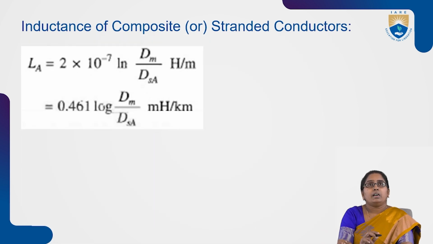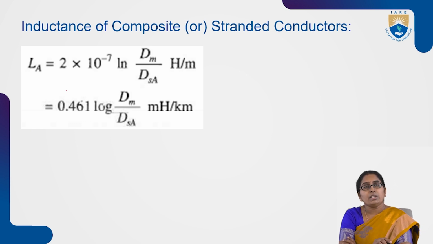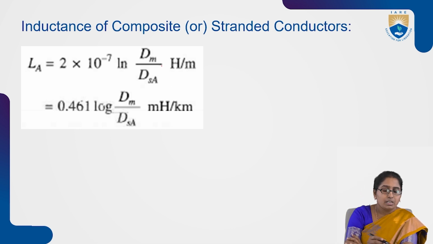So finally, the expression is 2 into 10 power minus 7 log of, the upper one is the mutual GMD, denoted with DM, and the denominator is the self GMD, denoted with DS. With respect to conductor A, it is mentioned as DSA: 2 into 10 power minus 7 log base e of DM by DSA. Similarly, conductor B is the same: 2 into 10 power minus 7 log of DM by DSB.